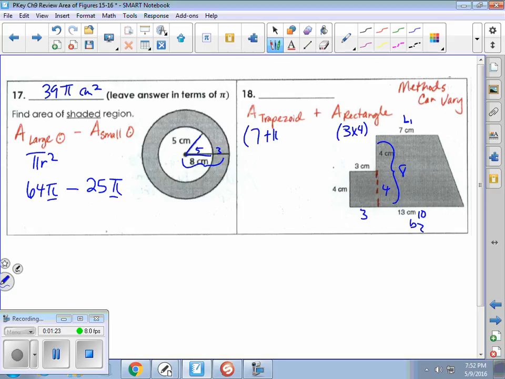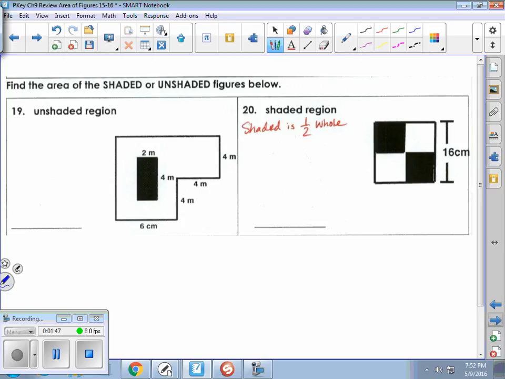So this is 7 plus 10 times 8, the height, divided by 2, or 1/2 of that, plus the 3 by 4. So this ends up becoming 17 times 8 divided by 2 plus the 12, 68 plus 12. And this was 80 centimeters squared. So that's that. These are not test-like. Composite, yeah, but not really.